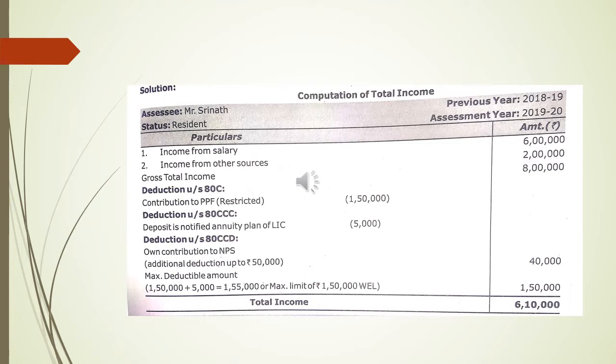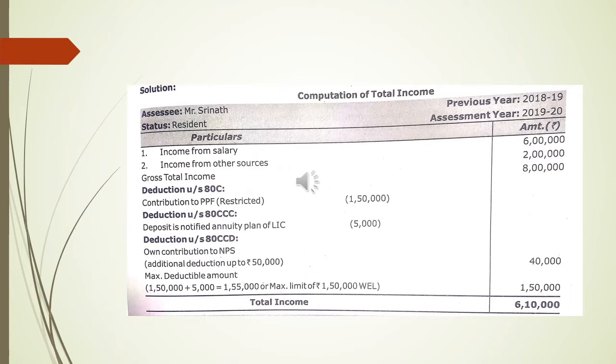Then you have contribution to NPS, National Pension Scheme. Under this NPS, it is already included in 1.5 lakhs, but additional 50,000 is given. So that means up to 2 lakh rupees you can claim. If there is NPS, you can claim additional 50,000 also as deduction. But here, the own contribution towards NPS is only 40,000. So he can straight away claim 40,000 additional deduction under section 80CCD towards contribution to NPS.